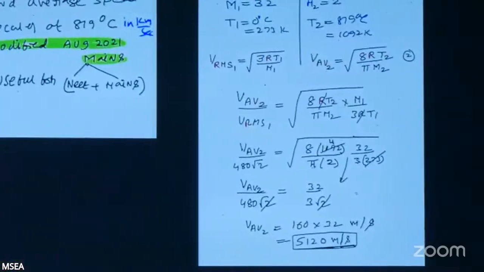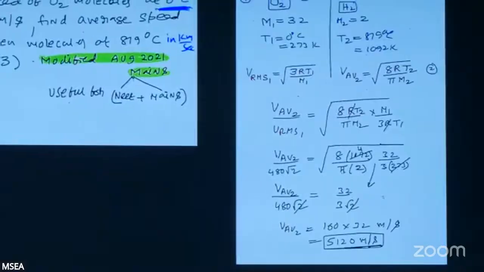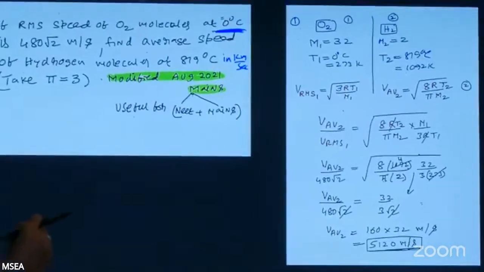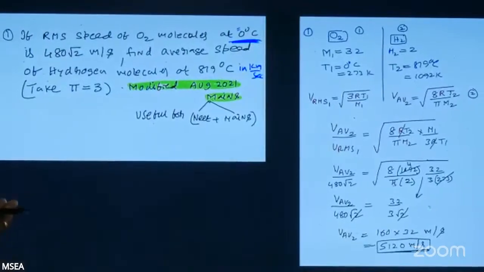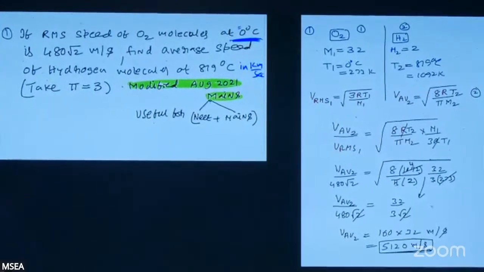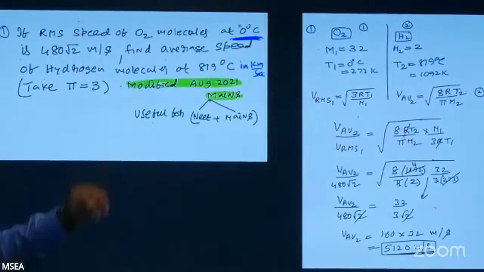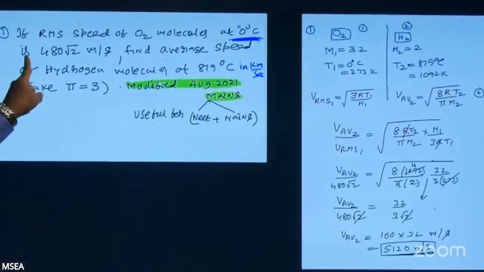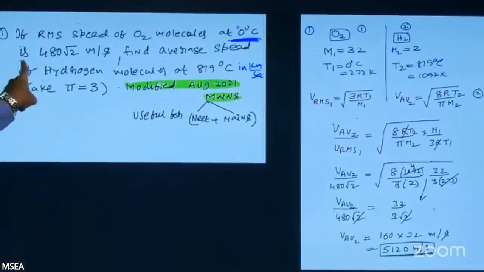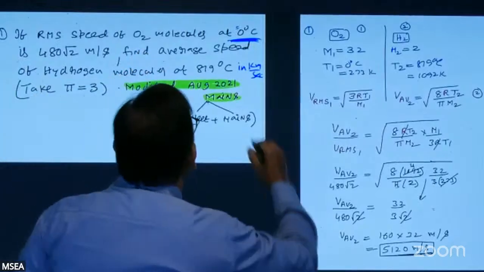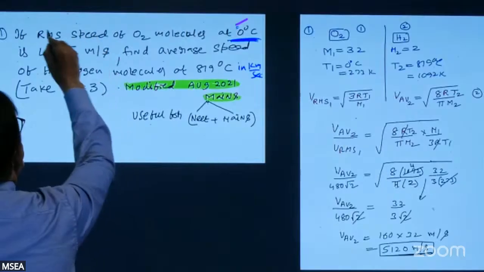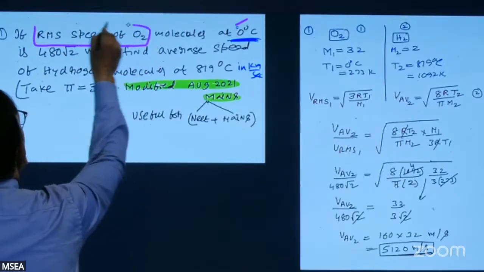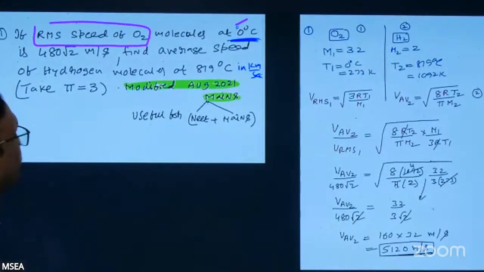Going to some slightly modified or changed questions. Keep in view the slightly tough exam being expected. They're slightly tough. Okay, then it is something like this. In kinetic theory of gases, the RMS speed of oxygen molecules at 0 degrees centigrade is 480 root 2 meter per second. Here they have given the RMS speed of oxygen molecules.